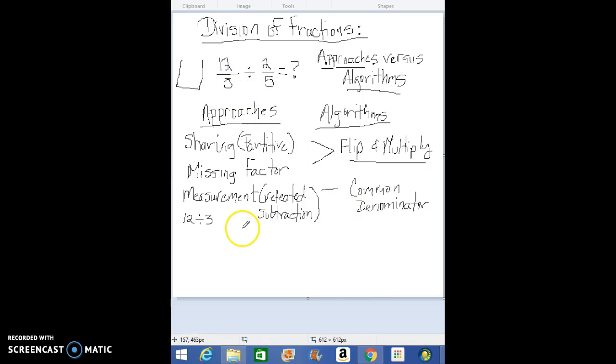So since I have a little bit of room left here, I'm going to take a look at this problem. Okay, so I have 12/5, and in the other videos they did it with an area model, which is beautiful. But I think I'm going to go back to using that whole idea of x's. So I've got 12/5.